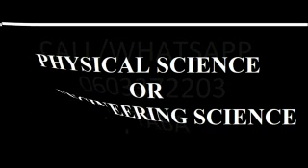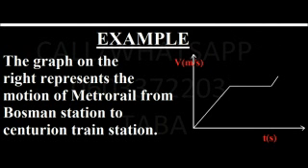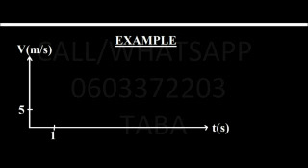The next example is about graph motion interpretation. As you can see on the screen, you have the velocity-time graph that represents the motion of a metro rail train from Bosman Station towards Centurion train station.